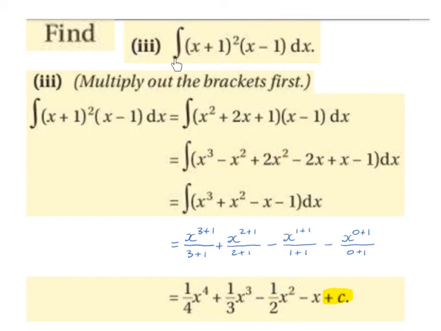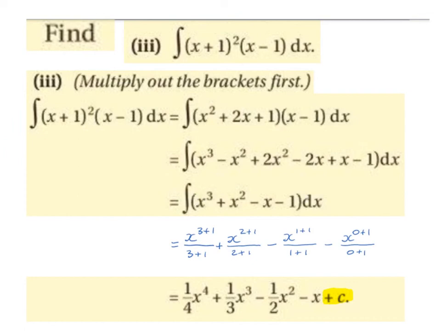Part 3. The integral of (x plus 1) squared times (x minus 1) dx. So we multiply out the brackets first. So the integral of (x plus 1) squared times (x minus 1) dx is equal to the integral of (x squared plus 2x plus 1) multiplied by (x minus 1). So multiplying out this gives us this. And then multiplying out again, we get the integral of x cubed minus x squared plus 2x squared minus 2x plus x minus 1 dx. And then simplifying, we get the integral of x cubed plus x squared, so these go together to give us x squared, minus x, so these go together to give us minus x, minus 1 dx.